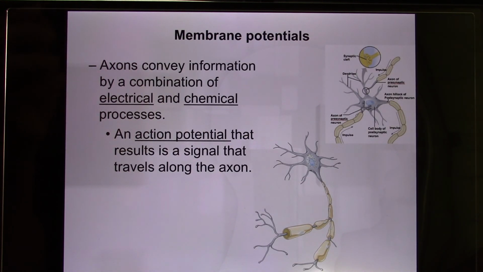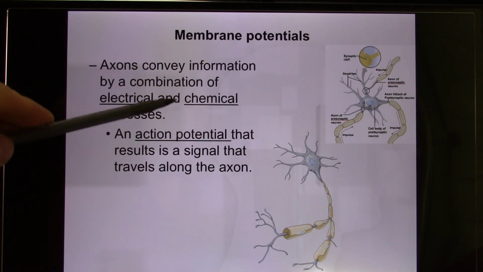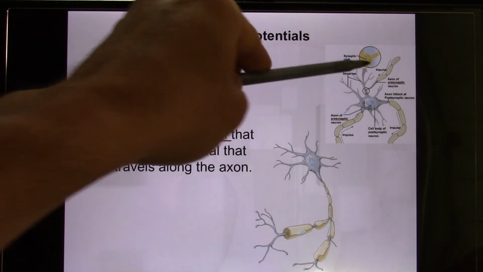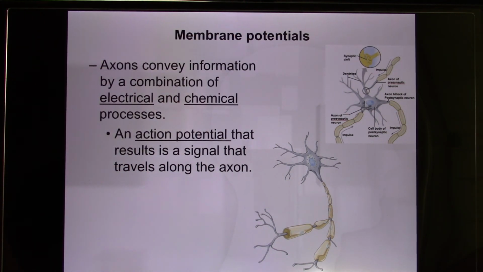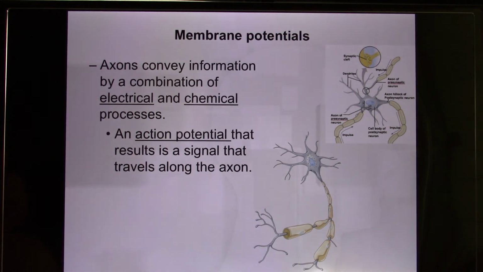And neurons use electrical and chemical signals. The neurotransmitter is the chemical signal. We'll talk about it next time, and that's in the synapse. Today we'll mainly focus on the electrical signal, how they generate the action potential and send it through the whole axon to the other neuron.